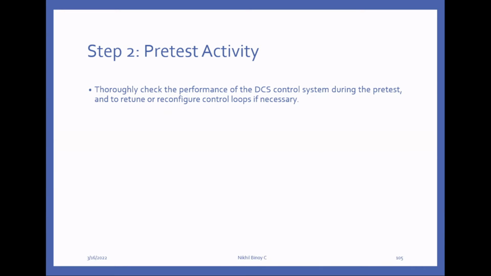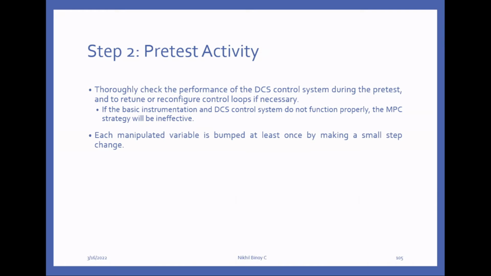Now, please thoroughly check the performance of the DCS control system. That is also very important because normally in a plant a DCS controller is used. So thoroughly check the performance of the DCS control system, and if necessary, retune or reconfigure the control loop. If the basic instrumentation and DCS control system do not function properly, the MPC strategy will be ineffective. So this is very important.